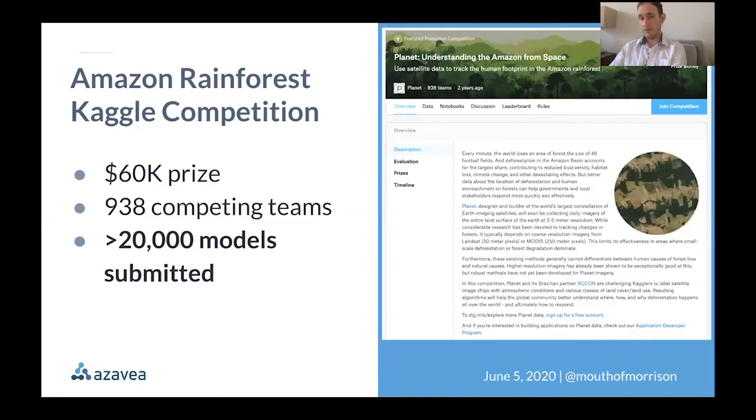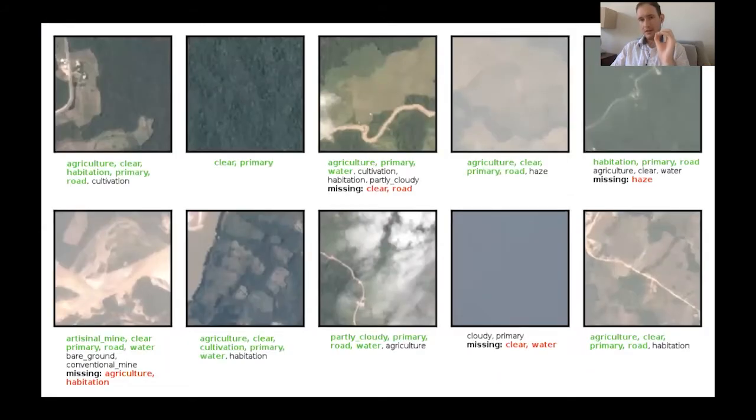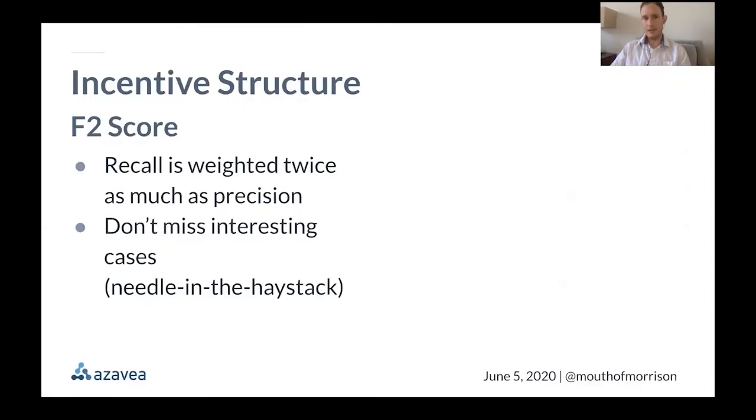One example from past experience was a data science competition put on by Planet Labs, a really great competition trying to characterize change in the Amazon forest using Planet imagery. What they did was break their images up into small chips and then classify those chips according to what was contained in them. So you can see things like agriculture or water or road.